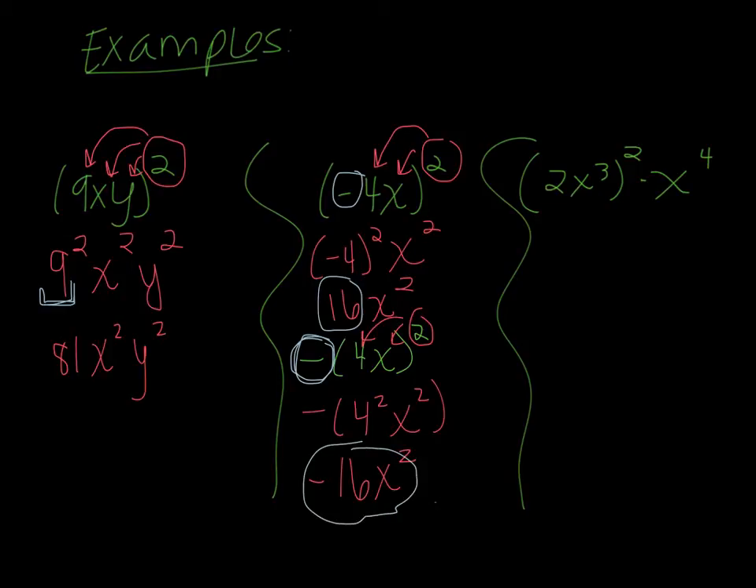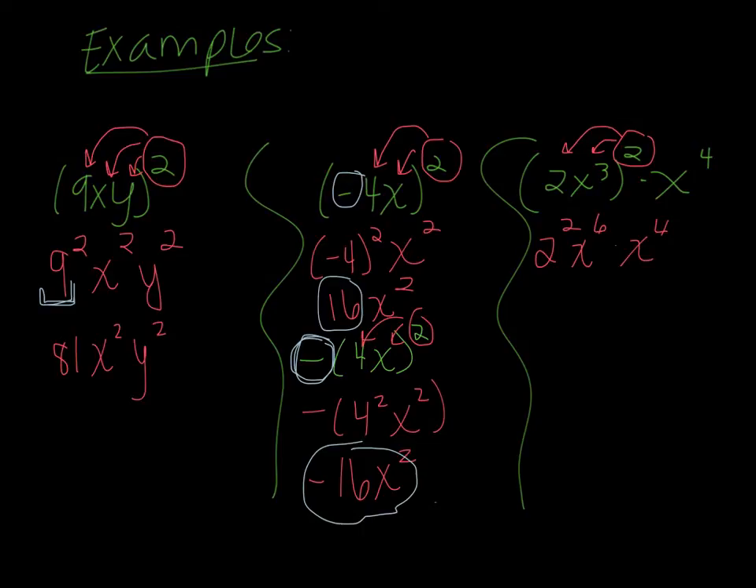And then the last one. The first thing I want to do is take care of this exponent by giving it to the 2 and to the x cubed. So I have 2 squared. X cubed raised to the second power is a power to a power, so I need to multiply the two exponents, giving me x to the 6th, all times x to the 4th.